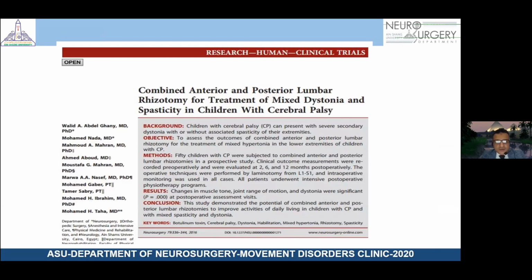In 2016, we in CHAMPS published this technique regarding the combination of anterior and posterior lumbar rhizotomy for treatment of mixed dystonia and spasticity in children with cerebral palsy, as we found that not all children with mixed hypertonias benefited from sectioning of the dorsal root only. So we have to combine anterior and posterior root resections selectively, based on quantitative and qualitative measurements, to control both arms of the reflex arc, especially in dystonia.